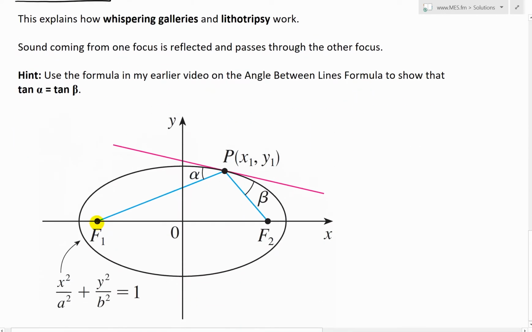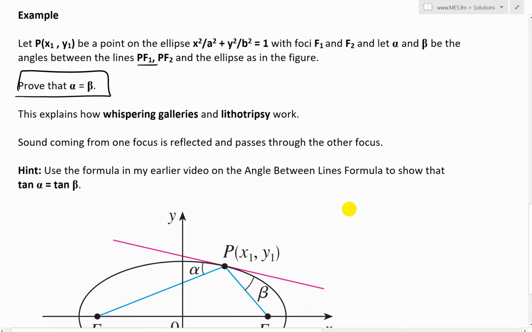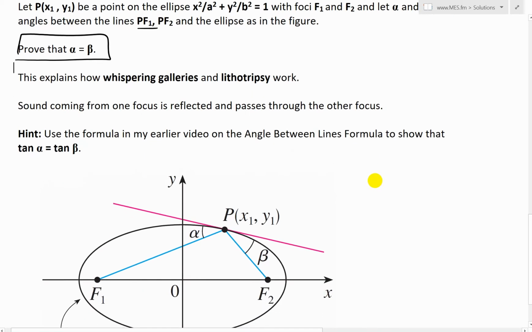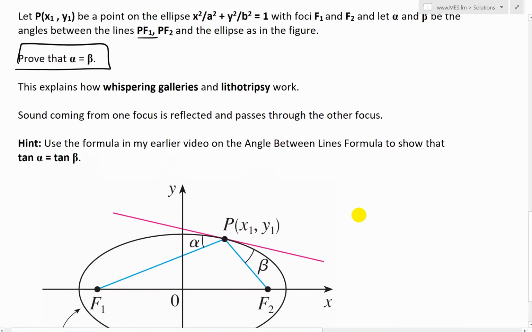So if you shoot from one focus to here, these angles are the exact same, and then it just reflects right back to the other focus, which is quite interesting. So this explains how whispering galleries and lithotripsy work. Again, I'll go over whispering galleries in later videos. Sound coming from one focus is reflected and passes through the other focus. If you have a ceiling shaped in elliptical fashion, you could talk from here, it bounces and goes there, and you can overhear other people. So more on this later.